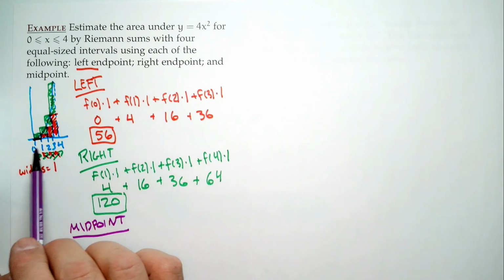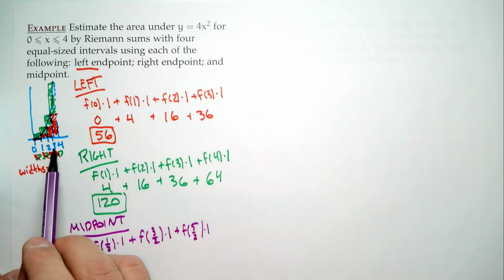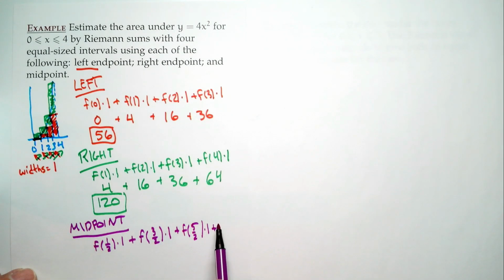So what's halfway between 0 and 1? So that's the midpoint, 1/2. So it'd be f at the halfway point, 1/2 times 1. What's halfway between 1 and 2? 3/2. Or 1.5. What's halfway between 2 and 3? 5/2. And between 3 and 4? 7/2.